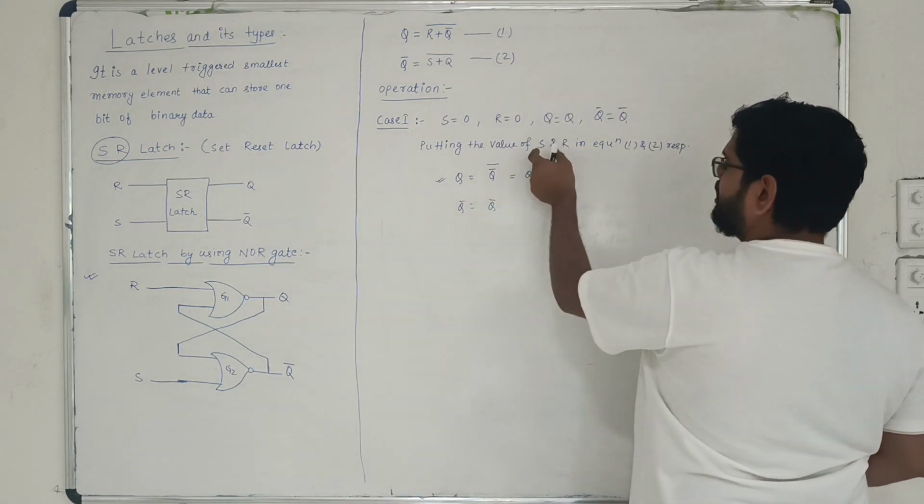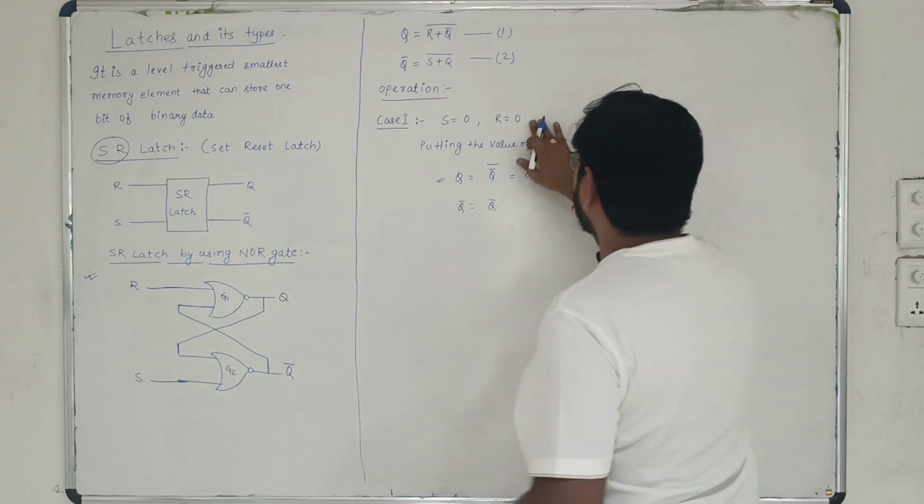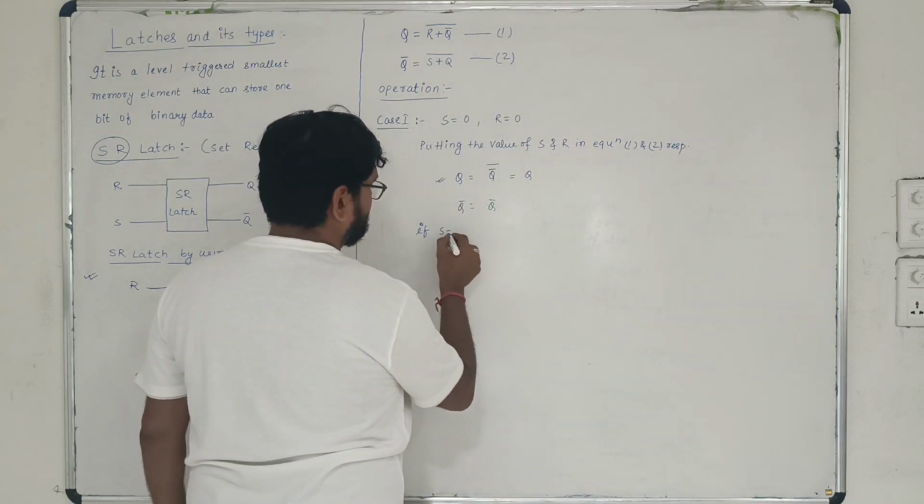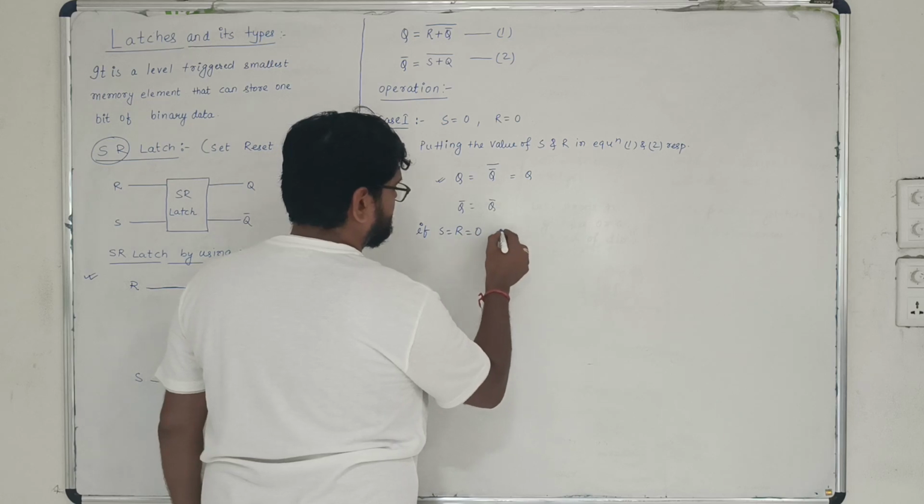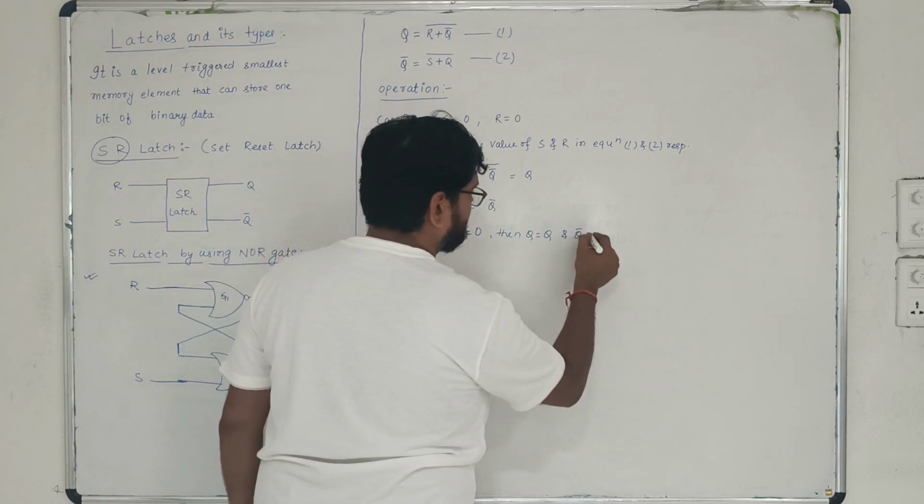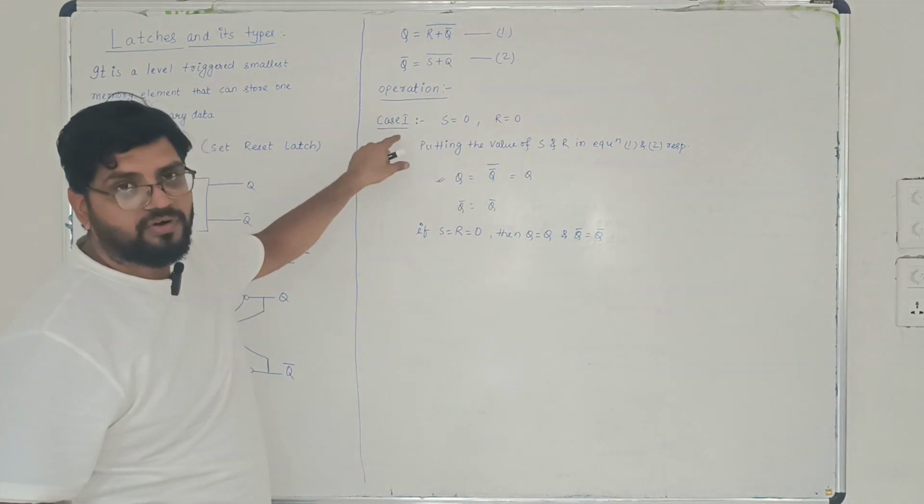If I am putting S equals to 0 and R equals to 0, I am writing it here so that it will not be confusing. If S equals to R equals to 0, then Q equals to Q and Q bar equals to Q bar. We are obtaining the same thing if we are going for case 1.